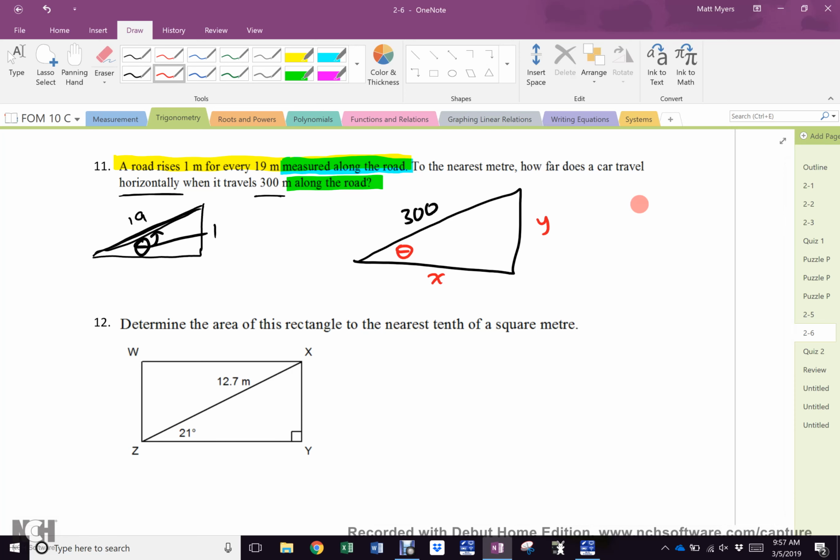What are the corresponding sides that I have information for? Opposite and hypotenuse. I have the hypotenuse in both. So I could do 19 over 300 and compare that with 1 over y. And again, I could find y and do Pythagoras. I could also do Pythagoras here, find this number, which would be z, and then do 19 over 300 equals z over x.